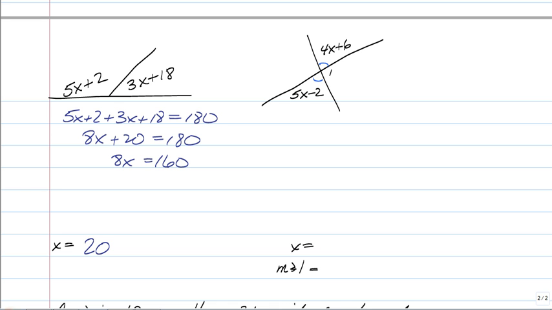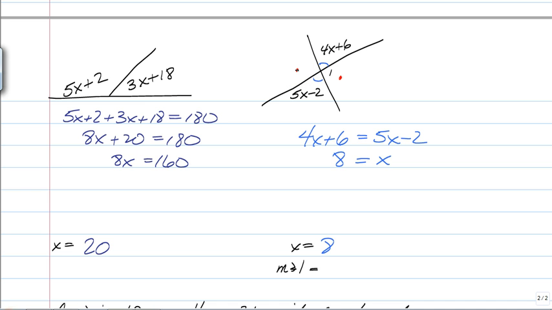So again, vertical angles are congruent. So we have 4x plus 6 is equal to 5x minus 2. And you'll get x is equal to 8. No big deal. Then we have to find angle 1. But you have nothing to plug it into. There is nothing we can plug in for angle 1. We don't have anything over here. We don't have anything over here.